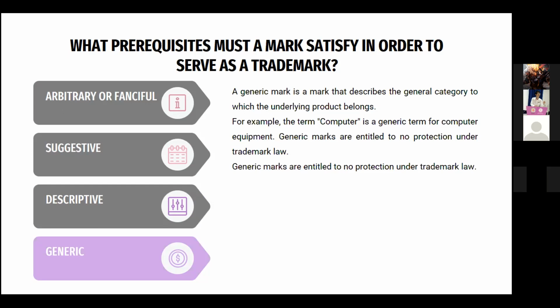Generic terms are not protected by trademark law because they are simply too useful for identifying a particular product. Giving a single manufacturer control over use of the term could give the manufacturer a competitive advantage.